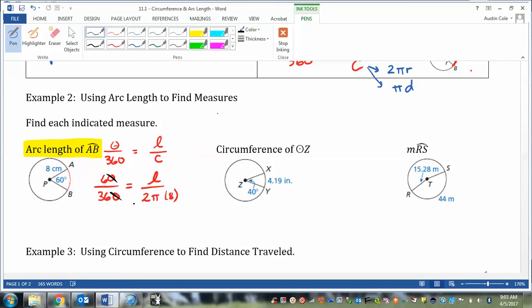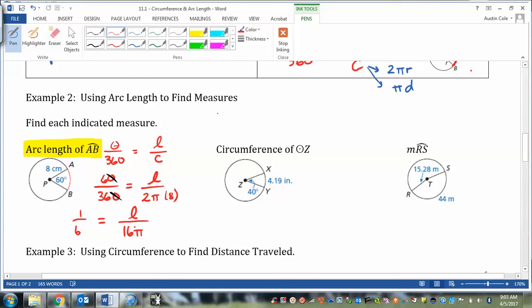Does that reduce? That's just 1/6. Again, you don't have to do this. You could have kept it at 60 over 360 and gotten the same answer, but as a math teacher, it kind of bothers me to keep things like that. I won't always do that, but I just felt like it here. And the arc length is over my circumference. What's 2 pi times 8? 16 pi.